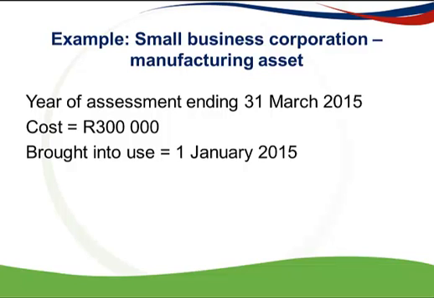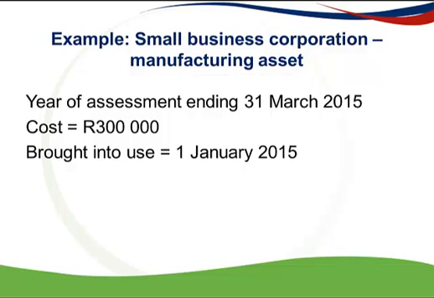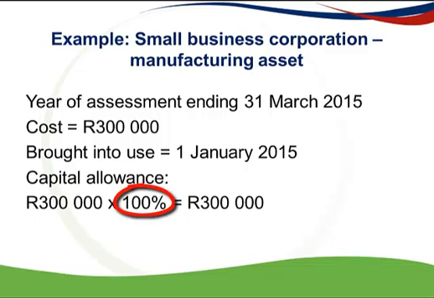Assume your company has a year end of 31 March 2015 and it bought a manufacturing asset at 300,000 on 1 January 2015. So it's in the 2015 year that this asset was brought into use, and therefore you can claim the 100% allowance in the 2015 year. And therefore your full cost has been claimed.